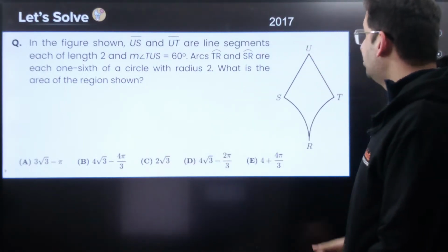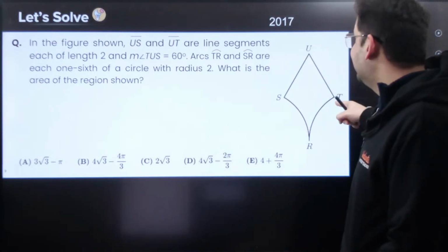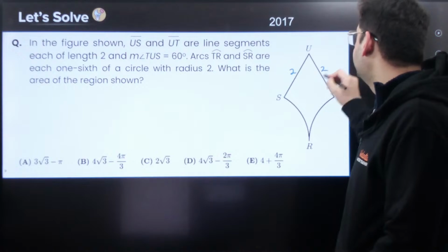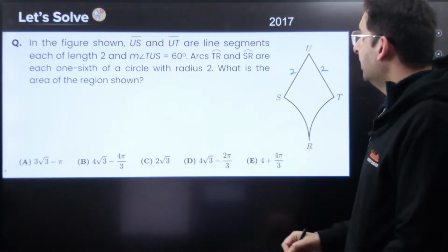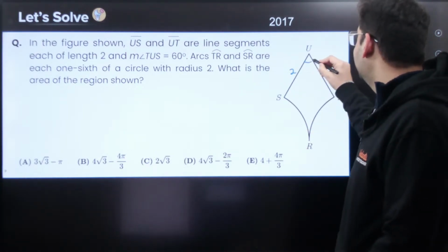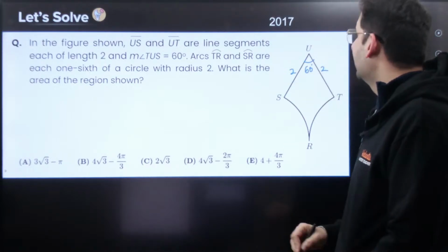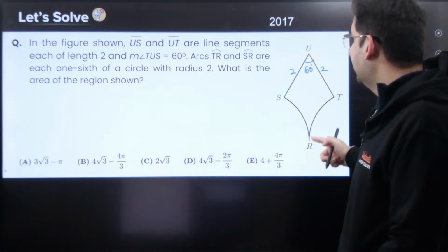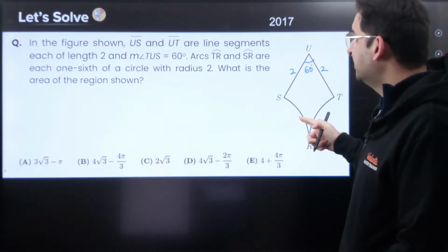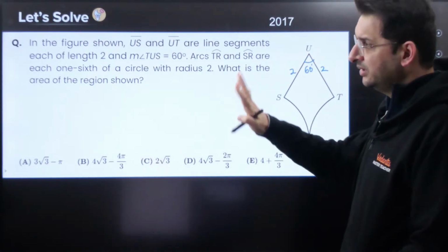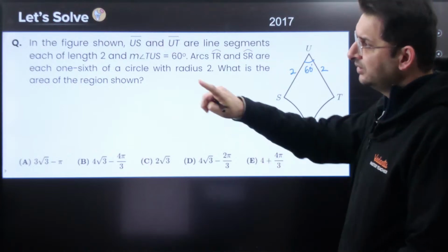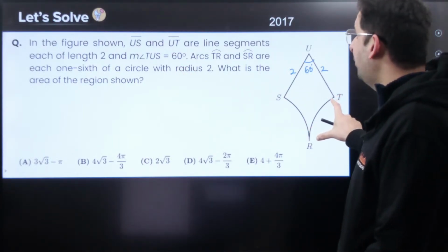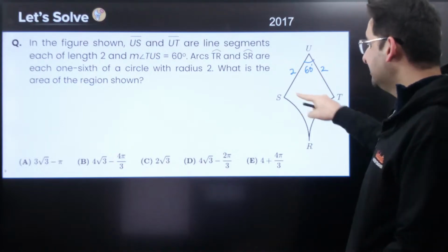Alright, so in the figure shown, US and UT are line segments, each of length 2. So this is 2 and this is 2. Angle TUS is 60 degrees. Arcs TR and SR are each 1/6 of a circle of radius 2. So these are the arcs of the circle.